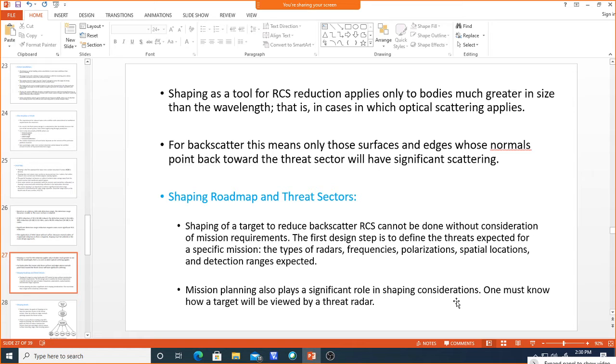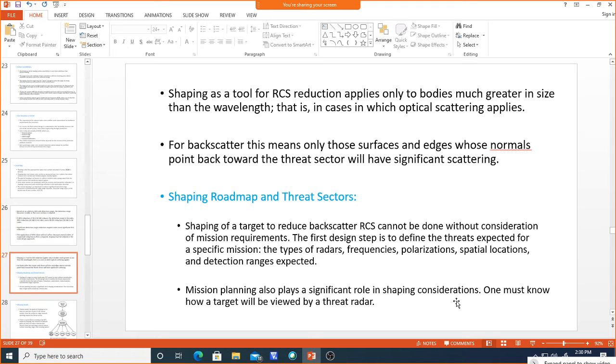So now for backscatter, this means only those surfaces and edges whose normals point back toward the threat sector will have significant scattering. So as I said, the scattering centers we discussed, that will be a threat sector, and that will be considered as significant scattering. So when the normal incidence happens, it is not like whatever the arriving angle or angle of arrival, acute or obtuse angle. It should be normal to the surface where it is going to scatter.